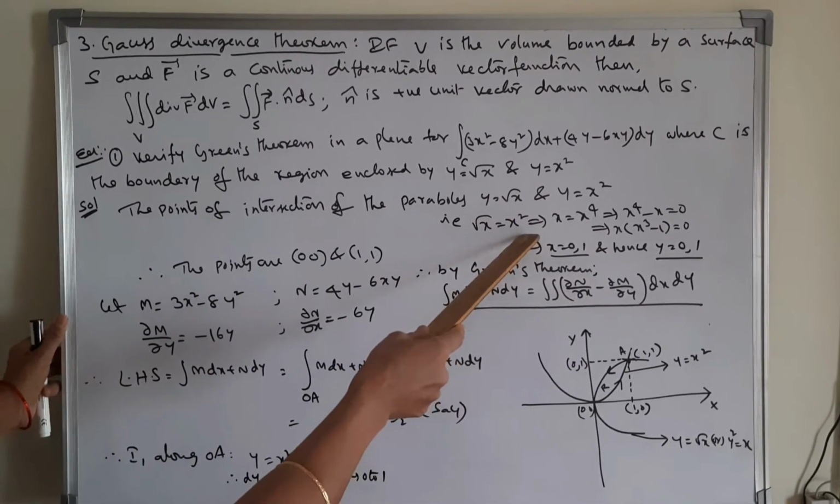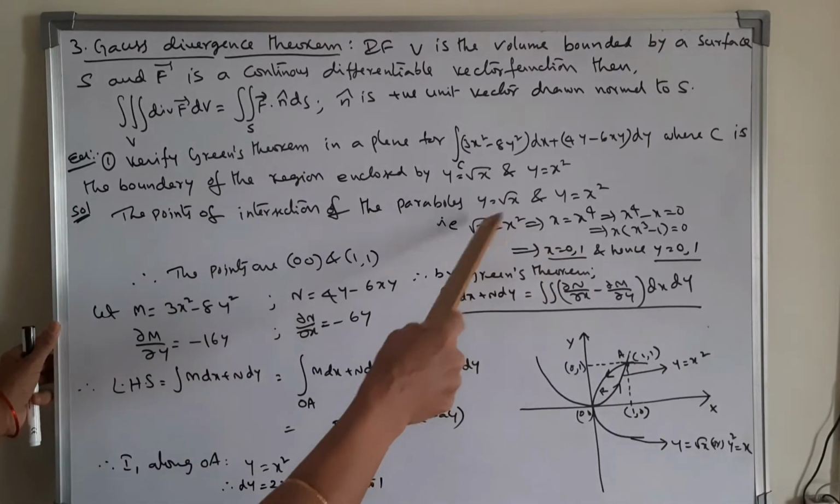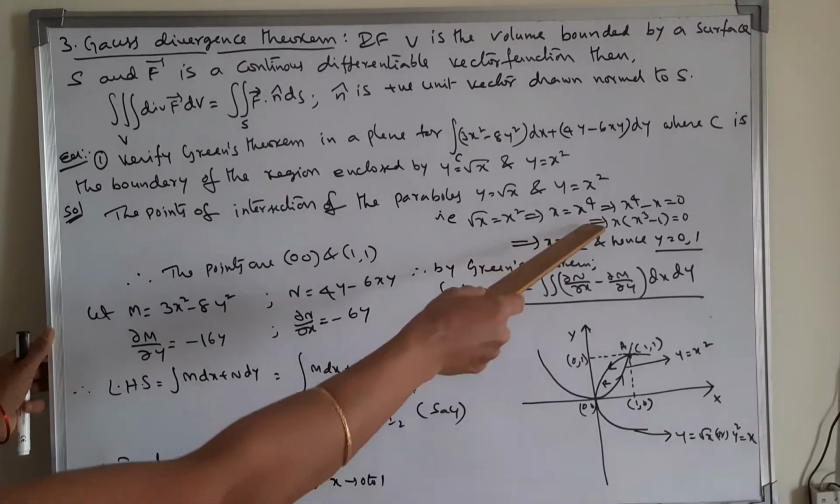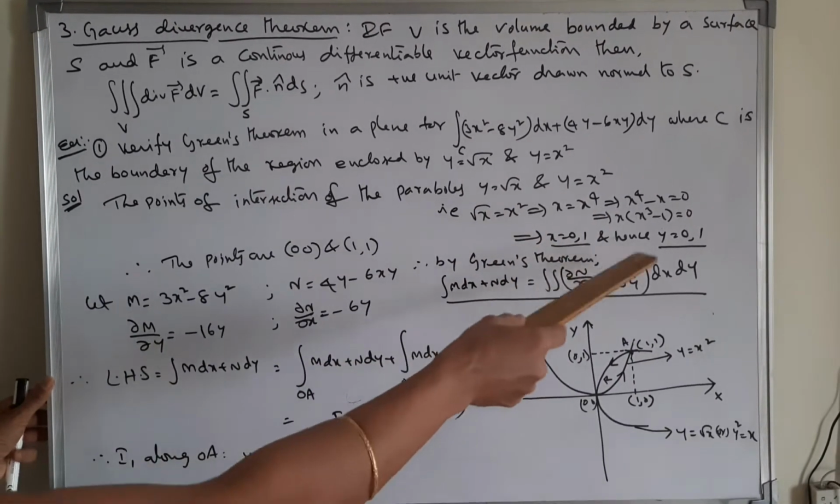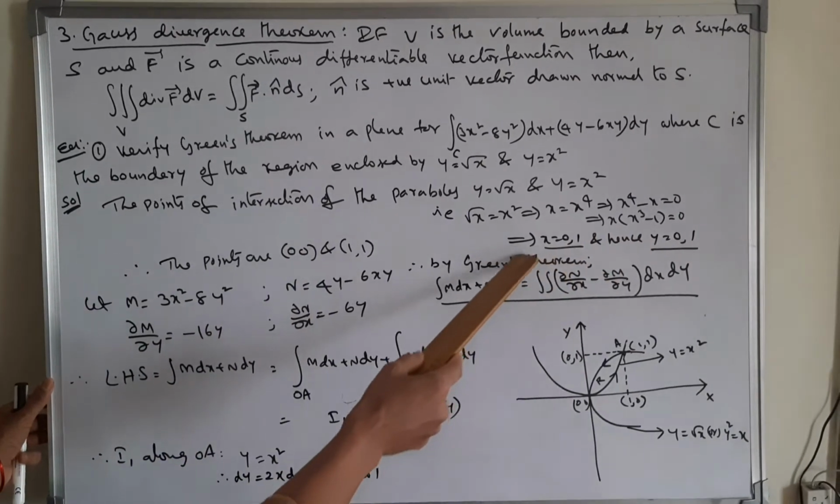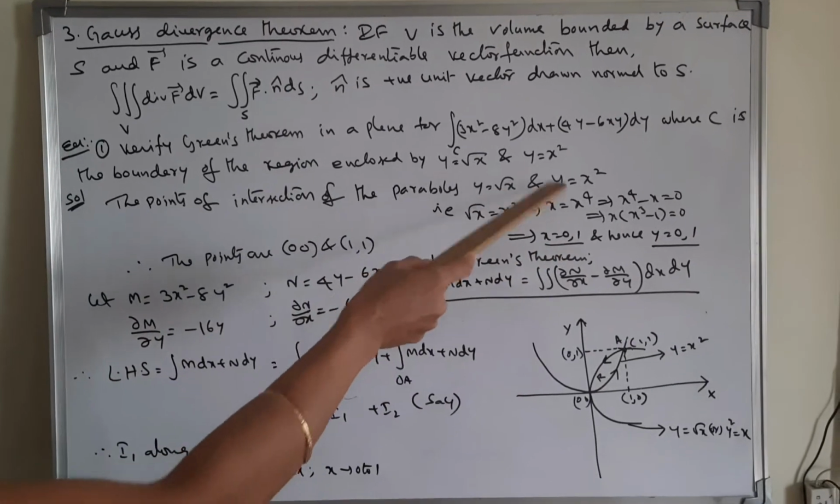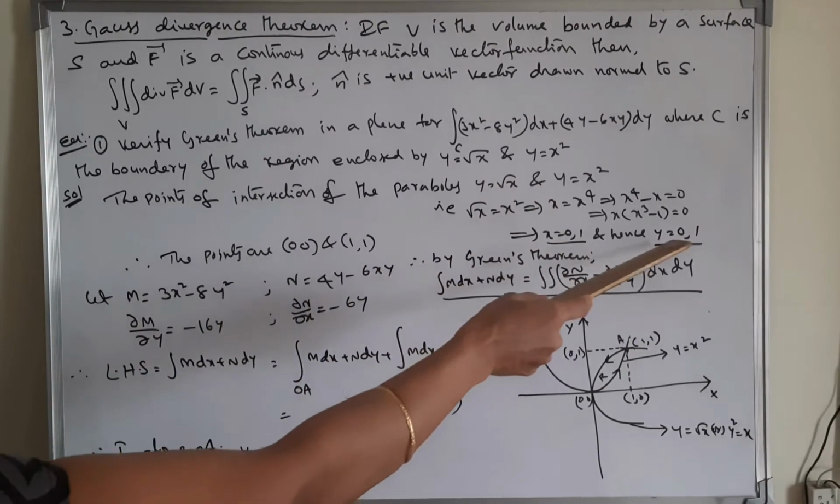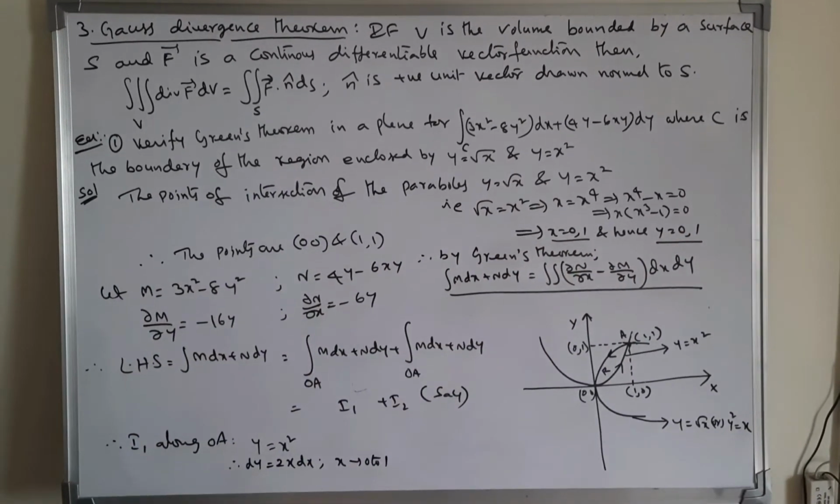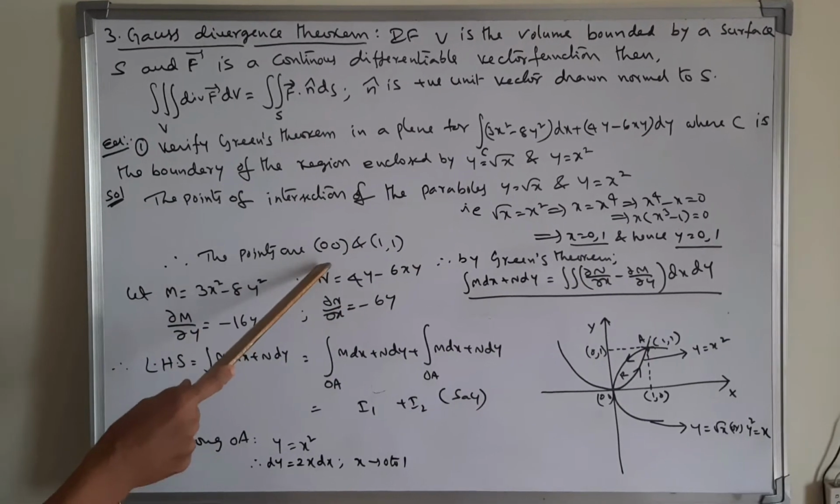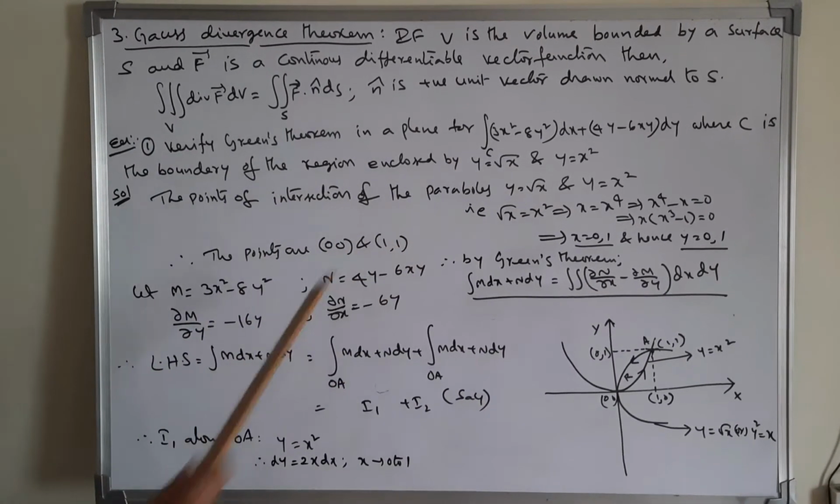Root x is equal to x squared. Squaring on both sides, we get x equal to x to the power of 4. Simplifying, we get x equal to 0, 1. Substituting these values, we get y equal to 0, 1. Therefore the intersection points are (0, 0) and (1, 1).